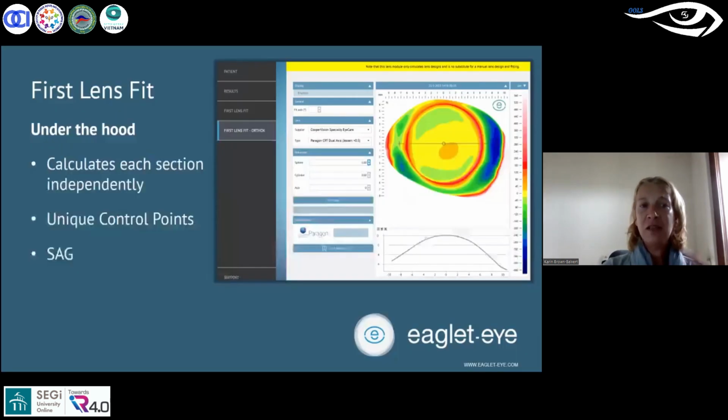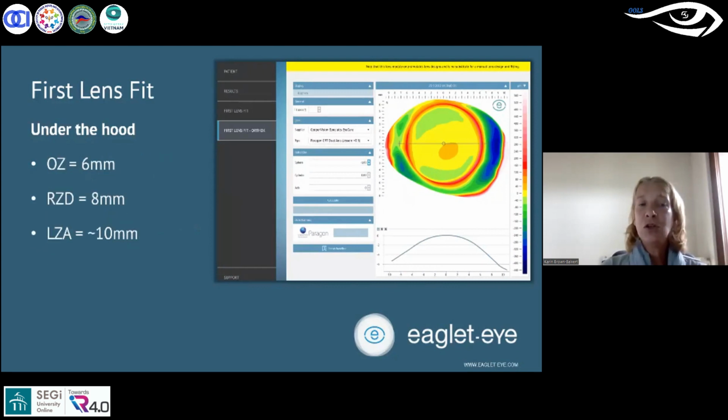So the first lens fit under the hood, as my colleague likes to call it, it calculates each section independently. So it will calculate the base curve, it will calculate the optical zone and the return zone and the landing zone. It's got unique control points based on SAG. So the optical zone, 6 millimeters. This is not something that you can override. So we've also got the option, we've got 5 millimeters or 6 millimeters. You can change the adjustment factor. If you don't want plus 50, you can choose +1.